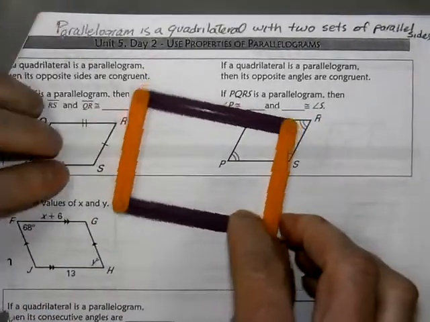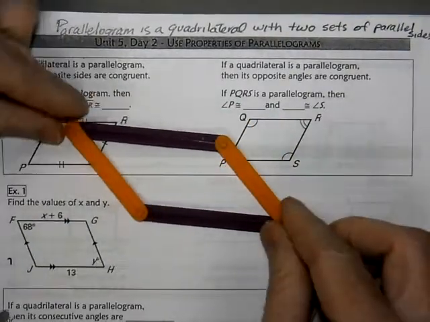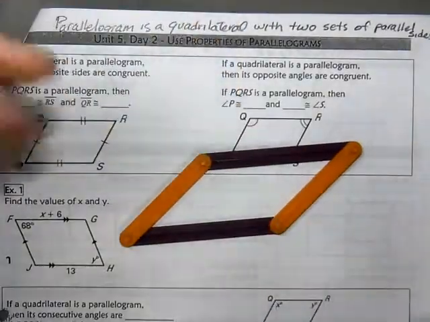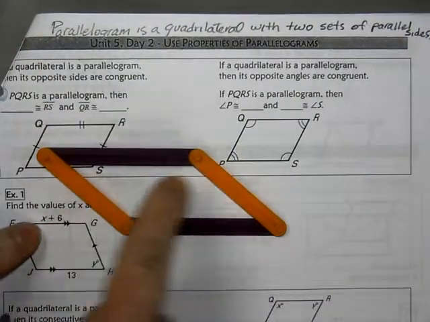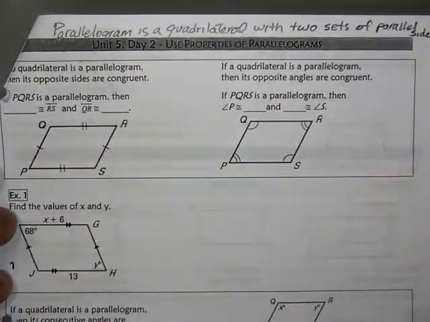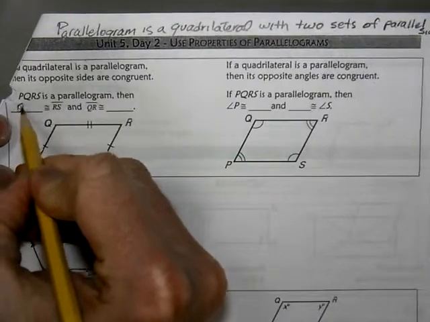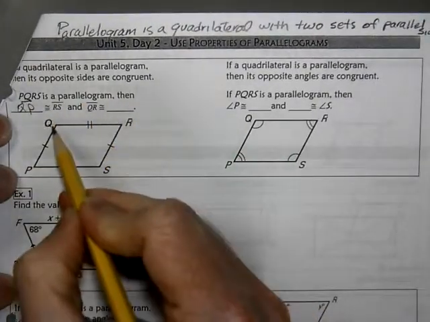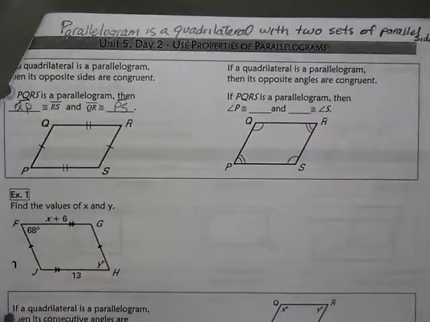So here I've constructed a parallelogram, and as we move it around, the sides stay parallel to each other all the time, and the side lengths are also the same length all the time. The opposite sides are the same length. So looking at our figure, RS is going to be congruent to QP. QR is going to be congruent to PS. The opposite sides are congruent.